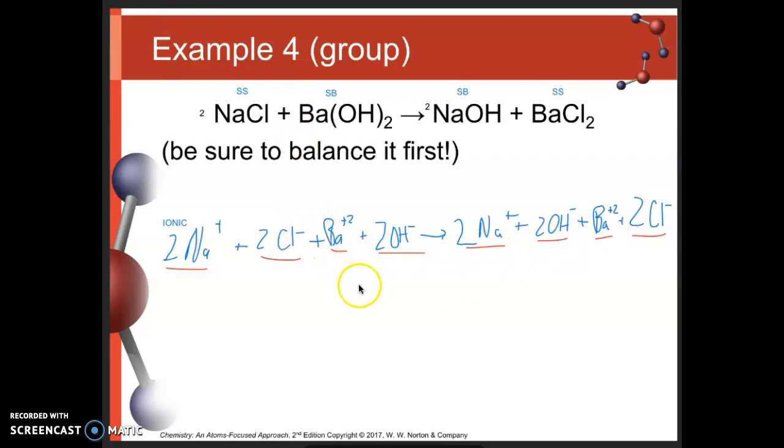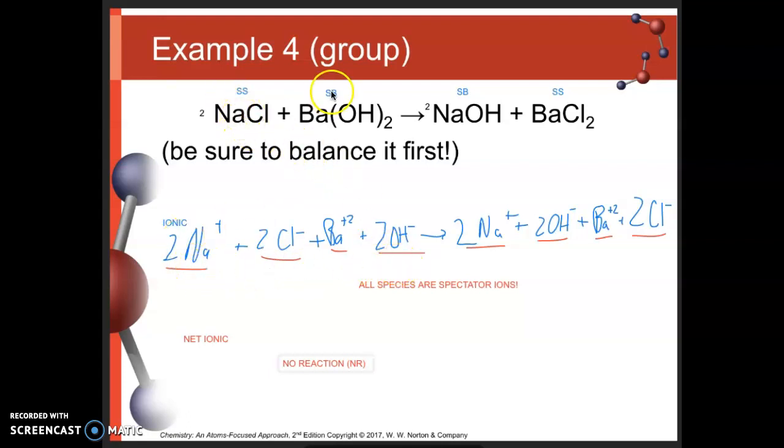This is a rare circumstance where all the species are spectator ions. And so my net ionic equation is really simple. There is no reaction. How do I know that there's no reaction? Well, my products are exactly the same as my reactants. Nothing has changed. Nothing has worked its way through. There's nothing different on either side.